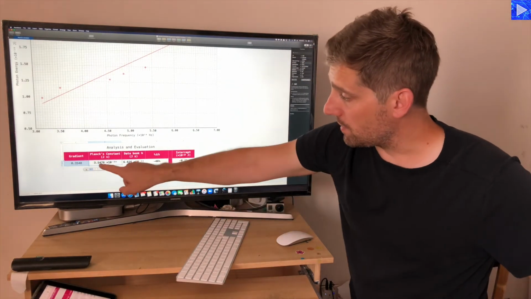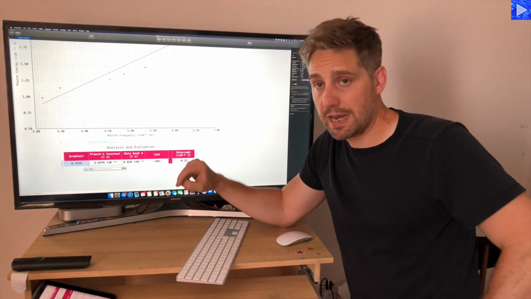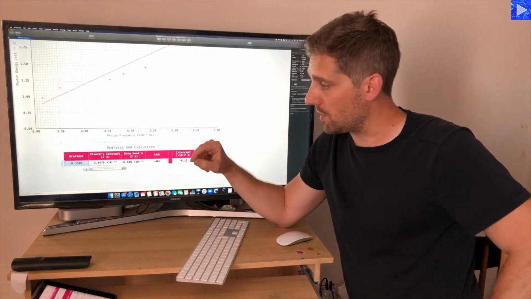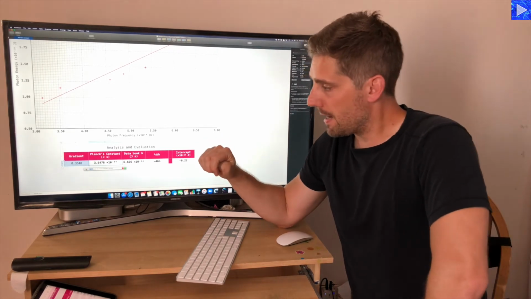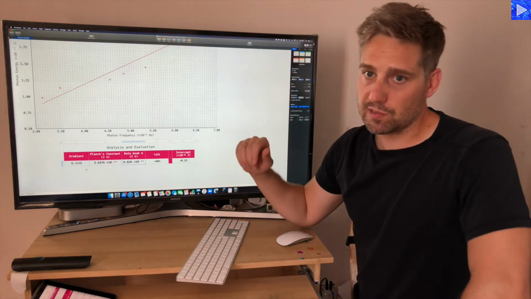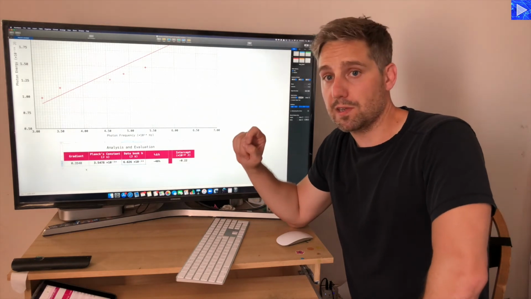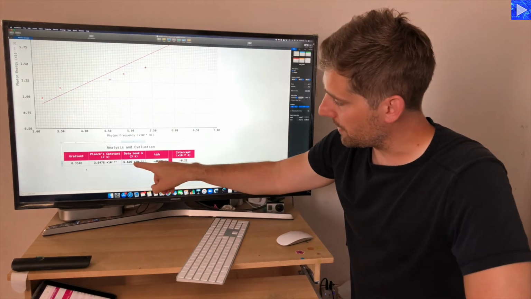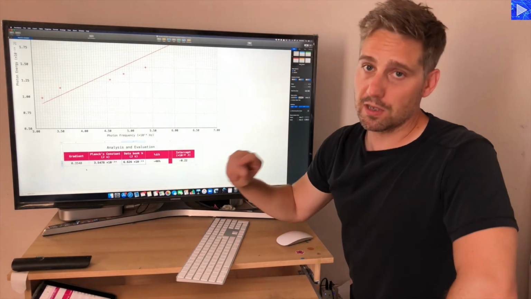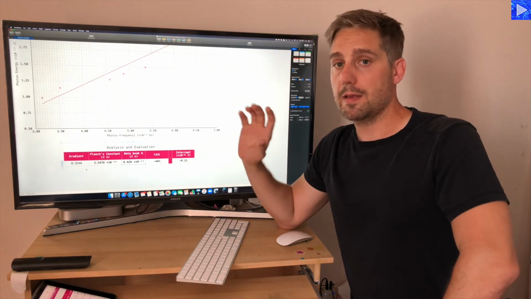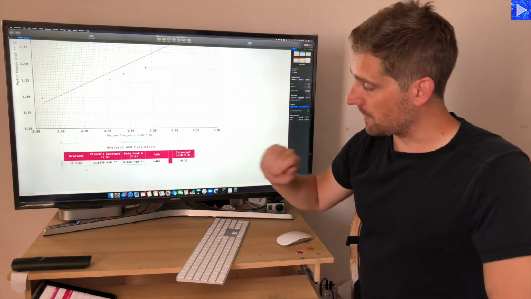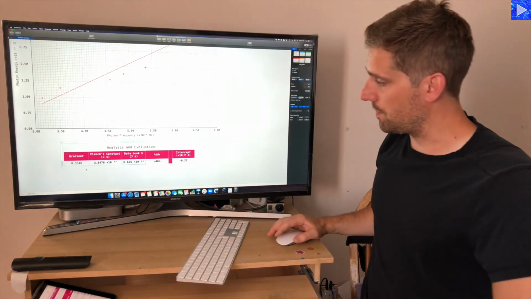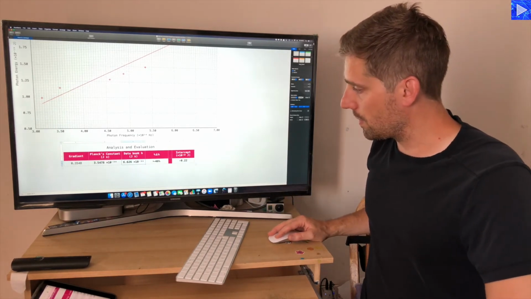So the value is 3.5478 times 10 to the minus 34 joule seconds. Now you'll know that Planck's constant is 6.62 times 10 to the minus 34 joule seconds. That's this value here. So we've got quite a large difference between what we've estimated and the data book value. It's actually 46% different.